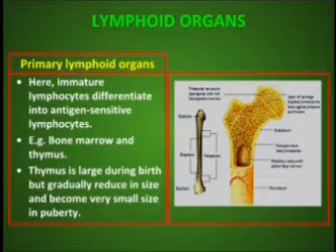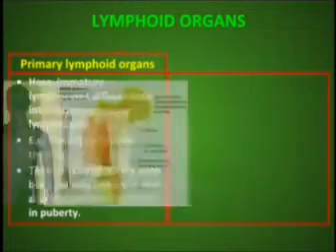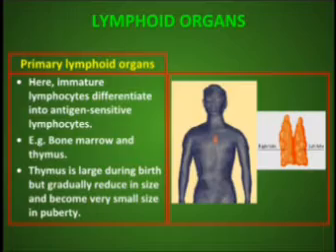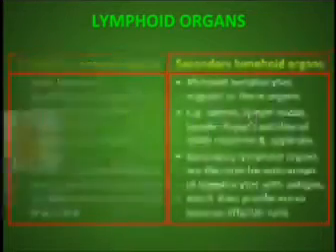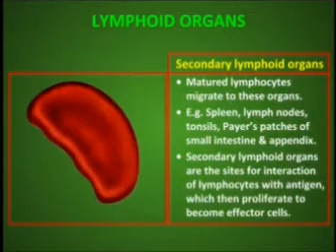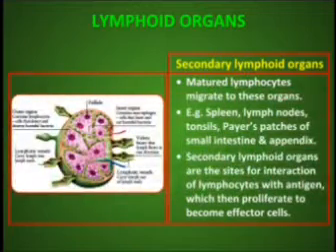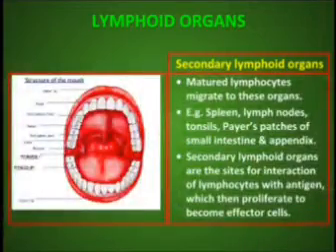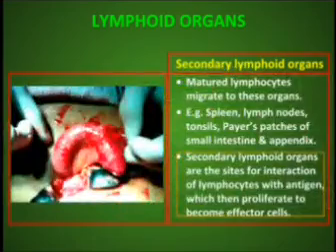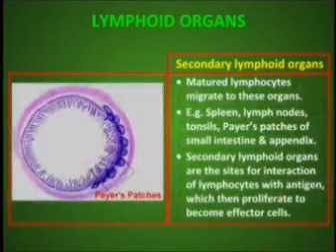The primary lymphoid organs are shown to you in this diagram. Among the secondary lymphoid organs, this is the spleen. These are the tonsils in the mouth. These are Peyer's patches which are found in the small intestine.